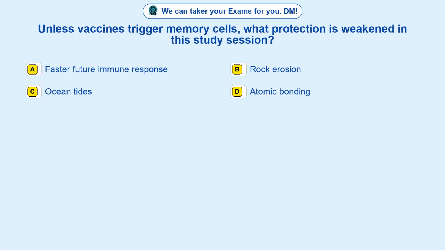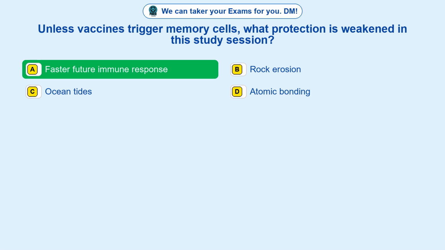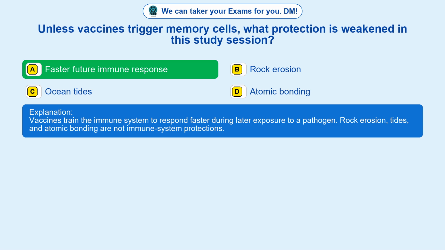Question 22. Unless vaccines trigger memory cells, what protection is weakened in this study session? Option A. Faster future immune response. Option B. Rock erosion. Option C. Ocean tides. Option D. Atomic bonding. The correct answer is option A. Faster future immune response. Vaccines train the immune system to respond faster during later exposure to a pathogen. Rock erosion, tides, and atomic bonding are not immune system protections.